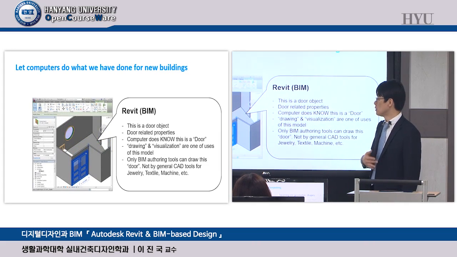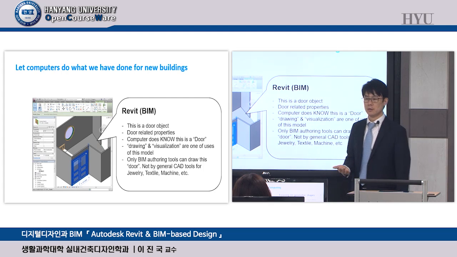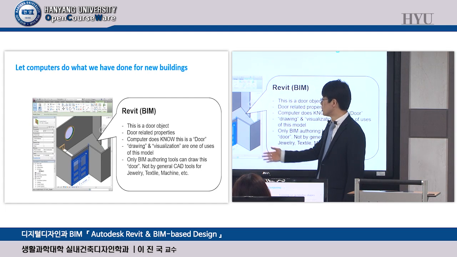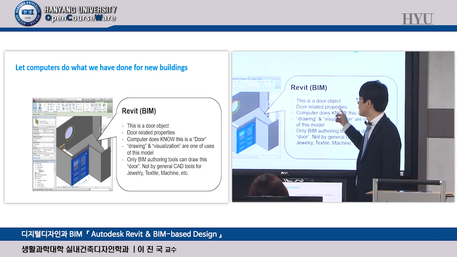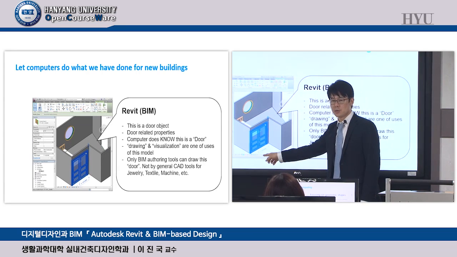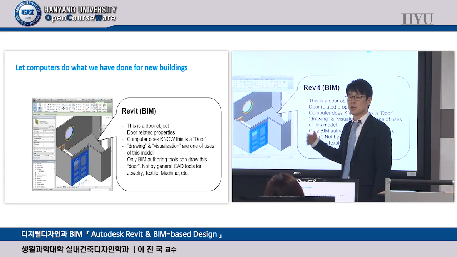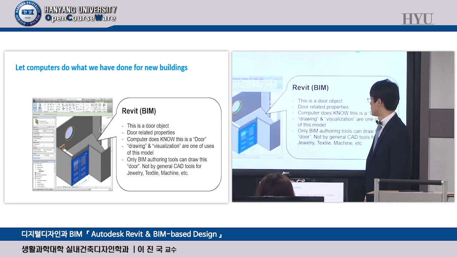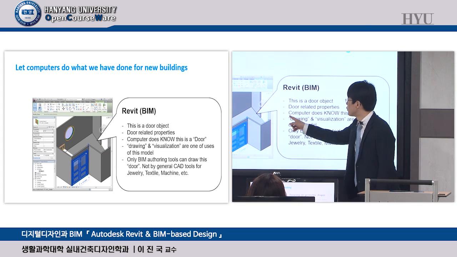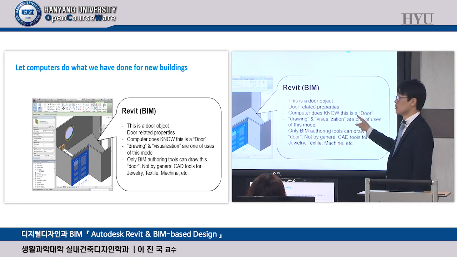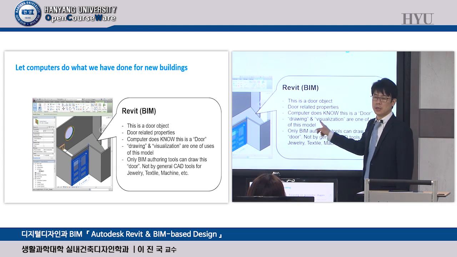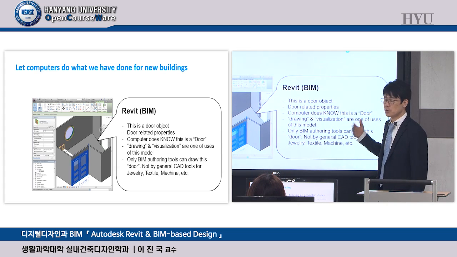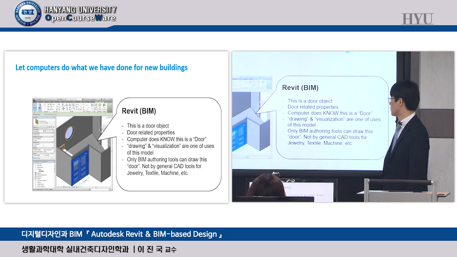But now we're gonna deal with Revit. We're gonna handle BIM tools. In BIM tools, this is a door object. It has dimensions, parameters, as well as geometry. Computer doesn't know this is a door, okay? This is a really important, distinct feature of BIM tools.